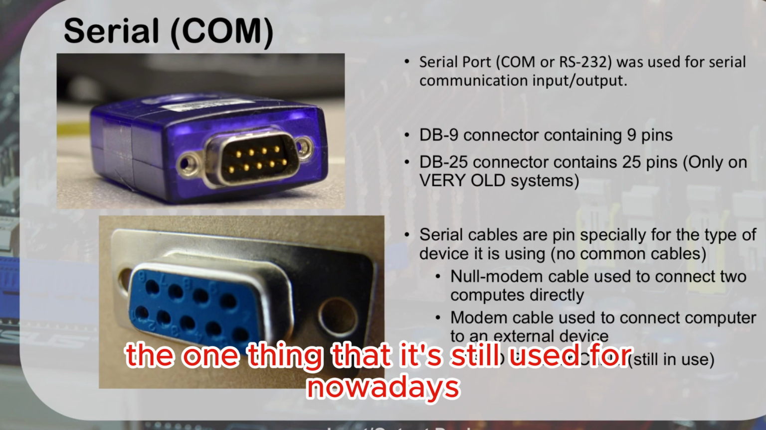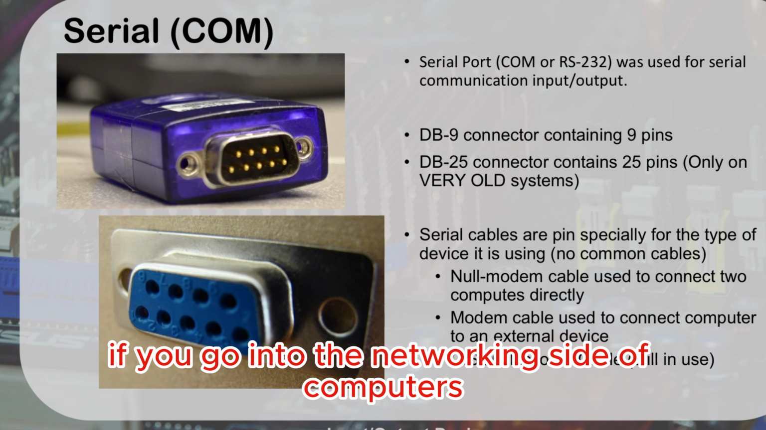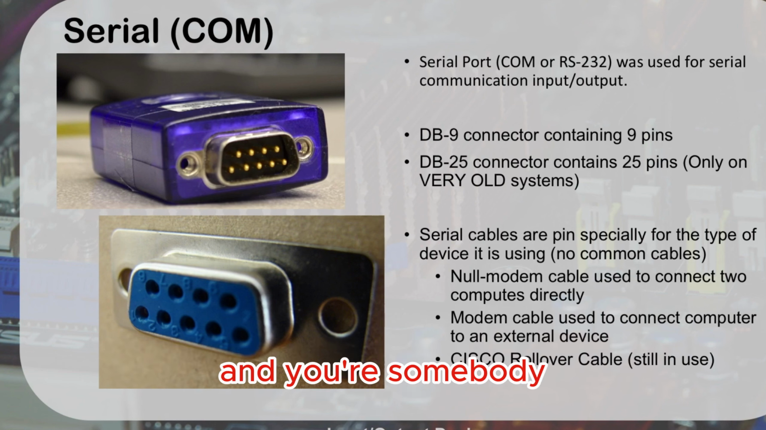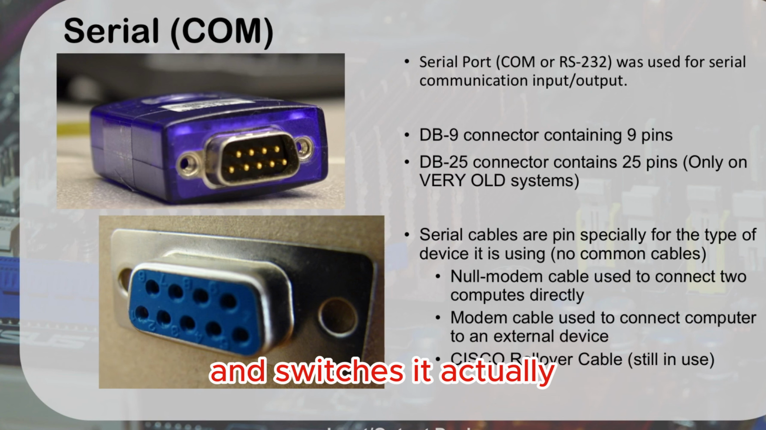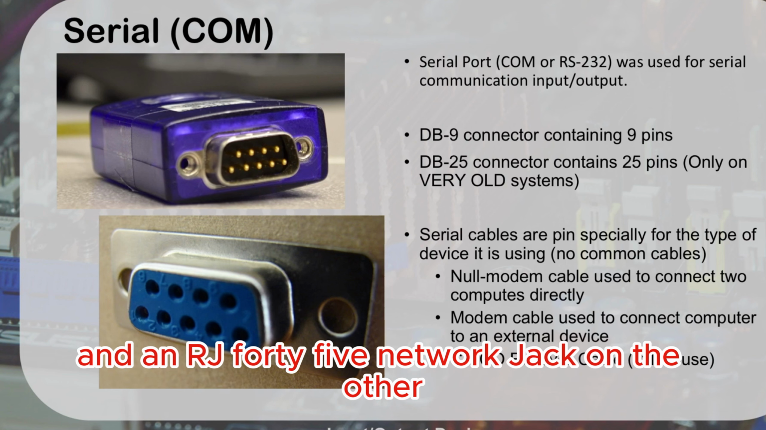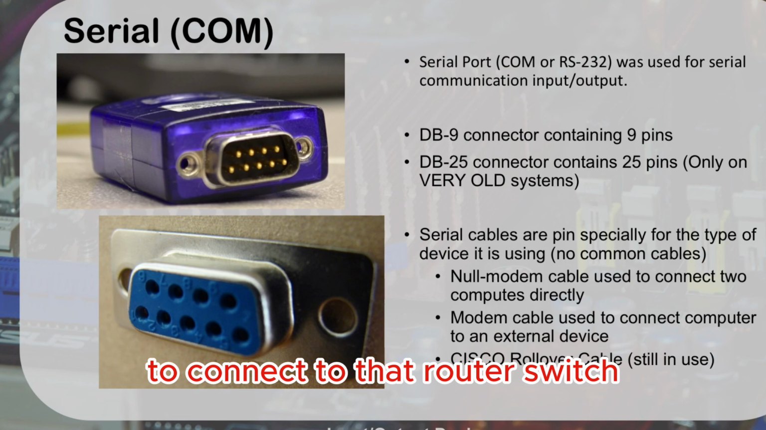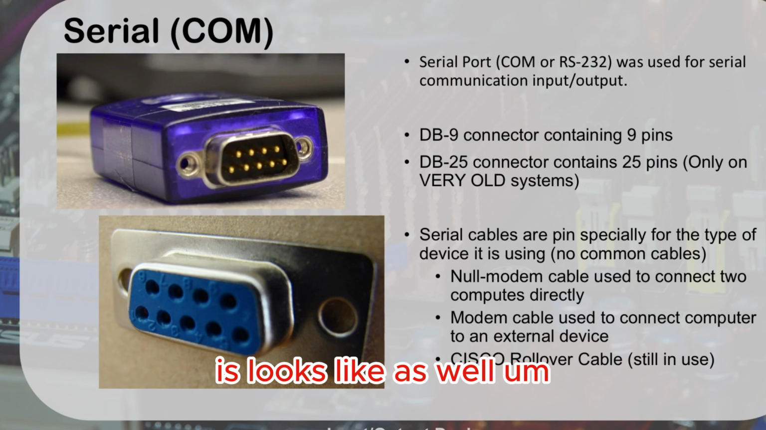The one thing that it's still used for nowadays is what's called a Cisco rollover cable. If you go into the networking side of computers, and you're somebody who's going to be configuring routers and switches, it actually connects to your computer using a 9-pin serial cable on one side and an RJ45 network jack on the other to connect to that router or switch. And I'll show you guys an example of what one of those looks like as well.